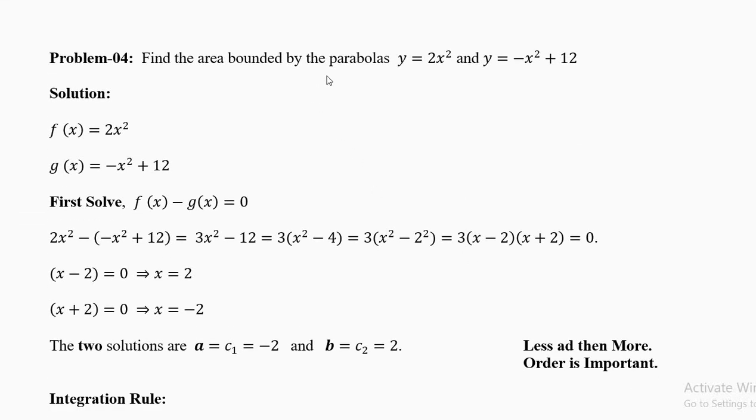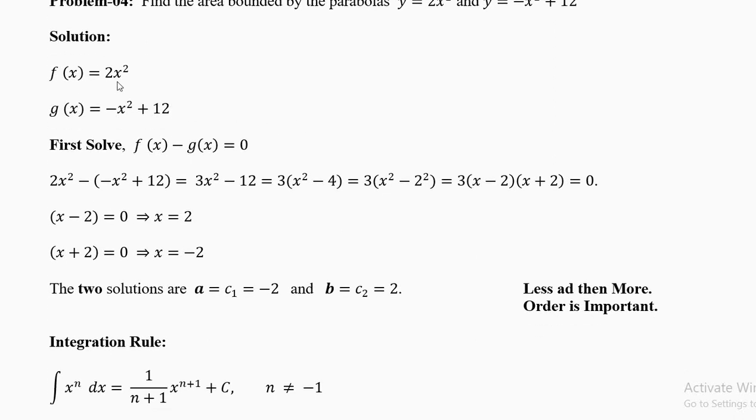Find the area bounded by the parabolas y equal to 2x square and y equal to minus x square plus 12. One parabola is going up, the first one, the second one will go down, and f is equal to 2x square, g is equal to minus x square plus 12. First solve f minus g equal to 0. Now 2x square minus bracket minus x square plus 12, minus into minus is plus, you'll get 2 plus 1, which is 3x square. Minus 12, take 3 common, you get 3 into x square minus 4, which is 3 into x square minus 2 square, which is 3 into x minus 2 into x plus 2. This is equal to 0.